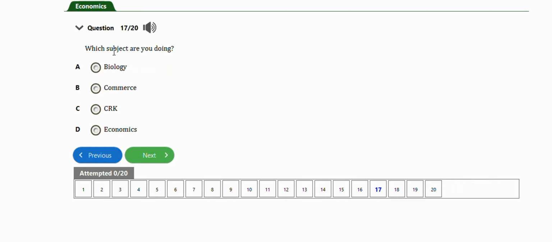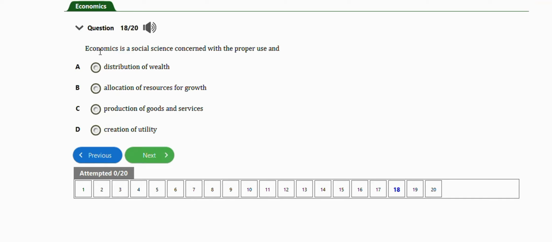It says which subject are you doing? Guys, this question is funny. Very simple. So option D, right answer, economics. The next question, this one, it says economics is a social science concerned with the proper use and distribution of wealth, allocation of resources for good. Right answer is option B.